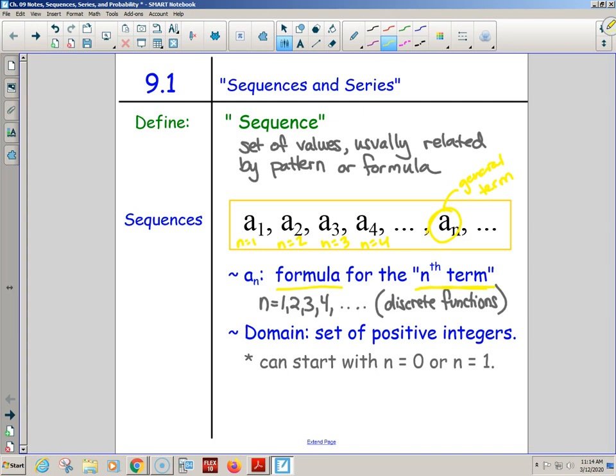Whole numbers. Yeah, 1, 2, 3, 4, 5, 6, 7. Now, it can start at 0 sometimes. I think in pre-cal, we mostly start at 1. In calc, we kind of go back and forth between 0 and 1. Once again, calc BC, not AB. We can kind of go back either way.